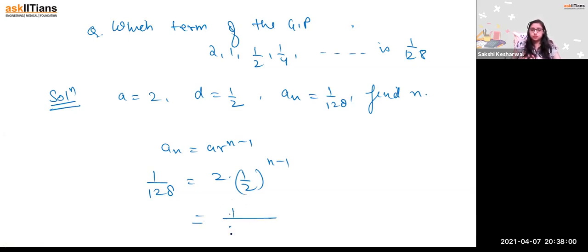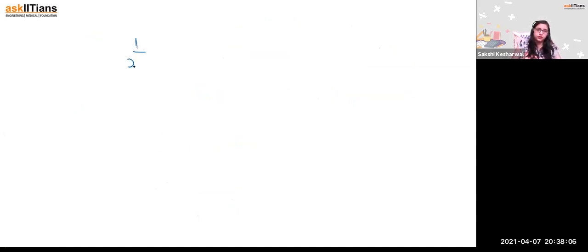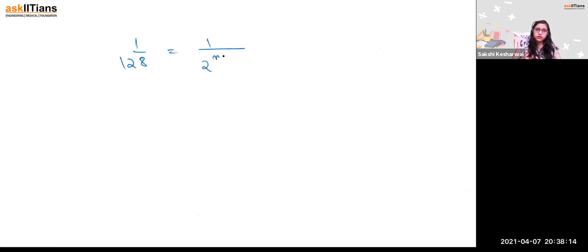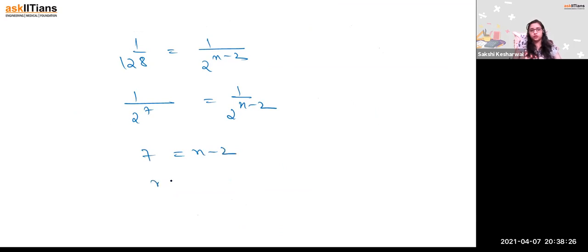I can write this as 2 to the power minus 1 into 2 to the power n minus 1, right or not? So 1 by 128 is equals to 1 upon 2 to the power n minus 2, that is n minus 2, and this can be written as 2 to the power 7 upon 2 to the power n minus 2. The bases are the same, so the powers are equal, so 7 is equals to n minus 2, so n is equals to 9. That's it. This is your answer.